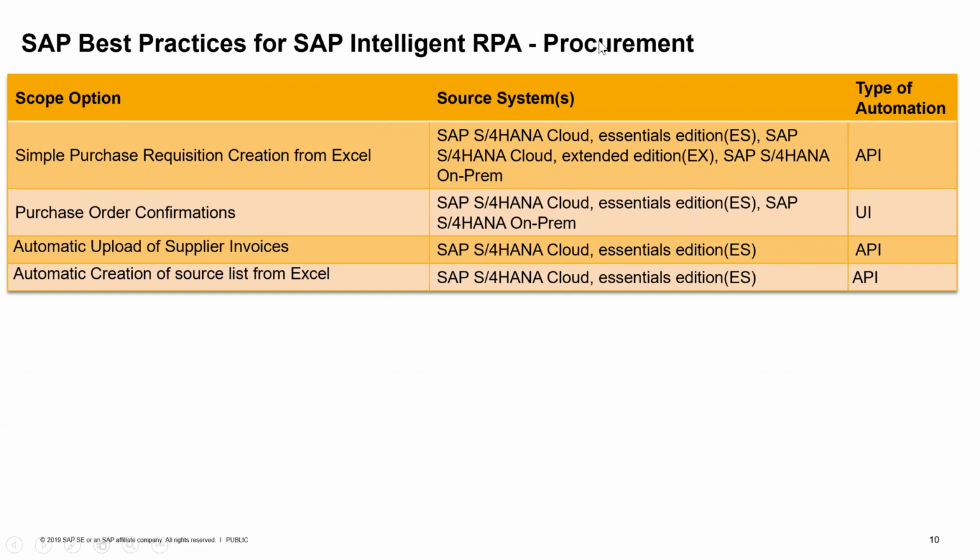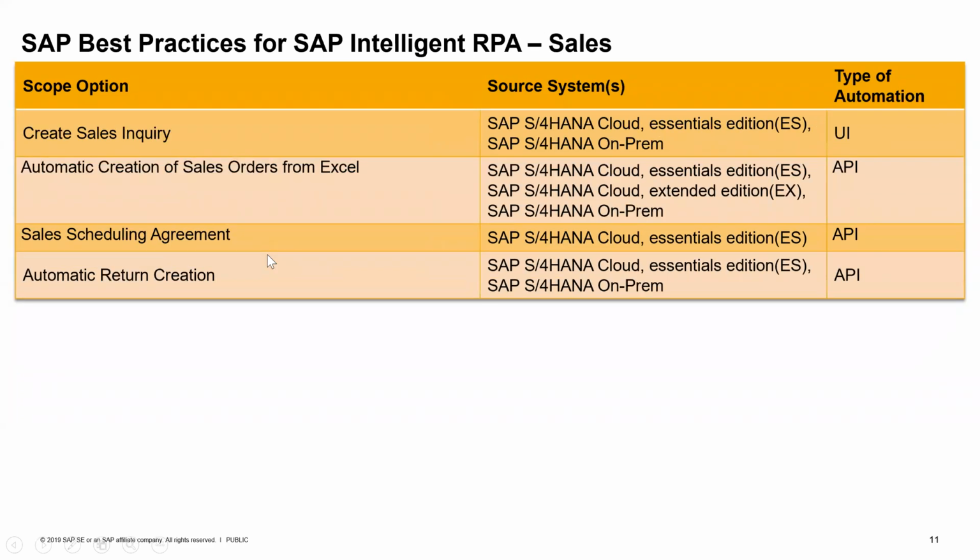So that was finance. Similarly for procurement, we have many bots which take care of purchase requisition process, automation of purchase orders, purchase order confirmations. In terms of sales or the order to cash process as well, the very basic bot or the basic requirement of sales, that is creation of sales orders. So that is all covered along with many other processes.